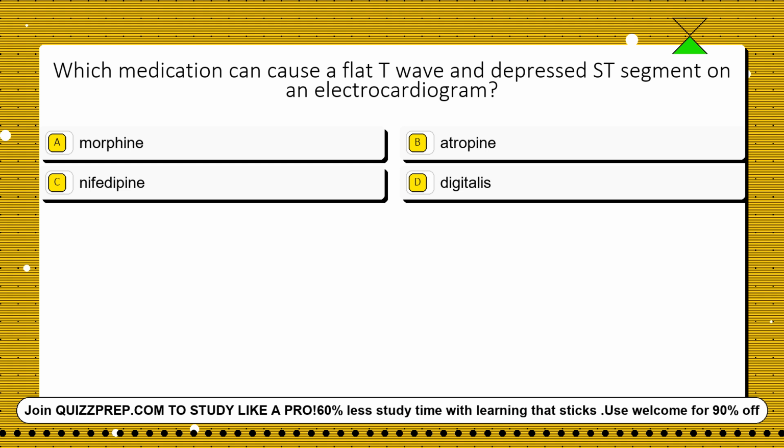Question 85. Which medication can cause a flat T wave and depressed ST segment on an electrocardiogram? Option A. Morphine. Option B. Atropine. Option C. Nifedipine. Option D. Digitalis.